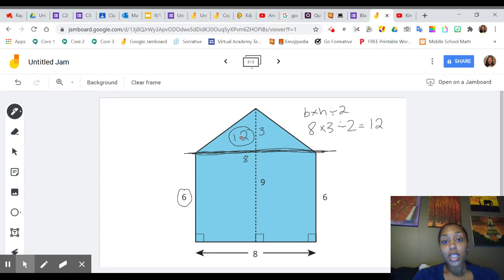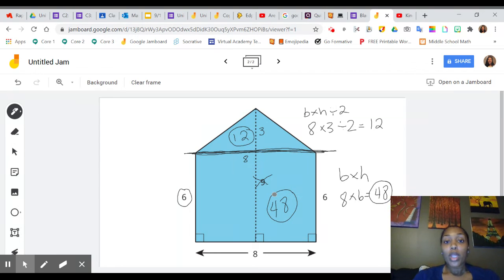Do not be fooled. This is not two triangles together. This is one triangle. Then I've got this rectangle down here at the bottom, and I don't need the 9 anymore because that was the height for the whole thing. I need to use the outside edge of this rectangle. So I know that the base is 8 and the height is 6. For the rectangle, I'm just going to do base times height. So I'll do 8 times 6, and that gives me 48. So that means I have 48 as the area of my rectangle.